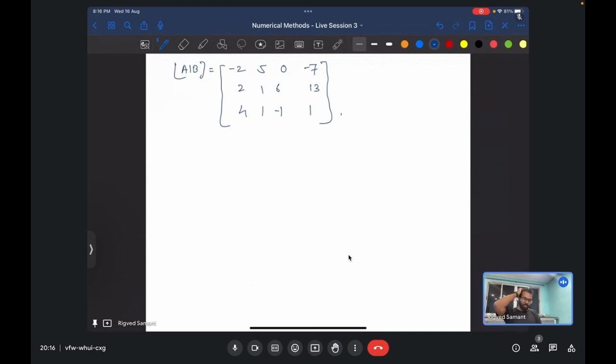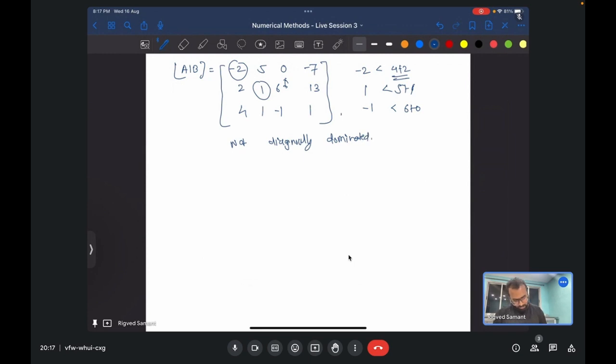If we had this, is it diagonally dominant? No. The first one is minus 2, so its magnitude 2 is less than 4 plus 2, yes. Now this 1 is less than 5 plus 1. This minus 1 is less than 6 plus 0, right? So this is not diagonally dominant.